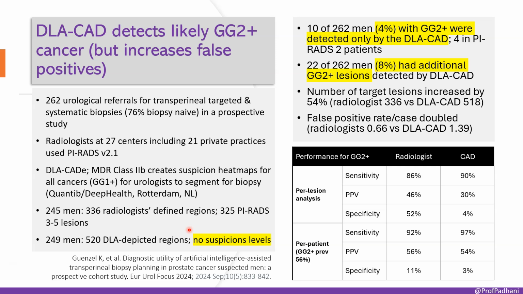What was the downside? What was the impact on workload and false positives? Yeah, that's where the trade-off becomes really clear. The cost of that increased sensitivity was a hefty 54% increase in the total number of target lesions identified.